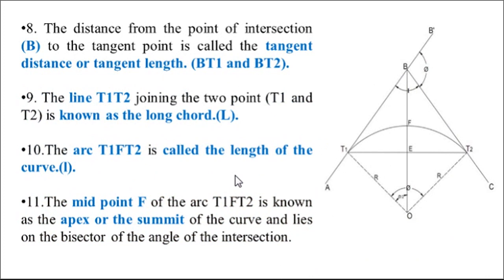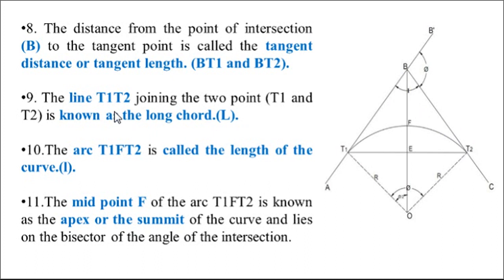The distance from the point of intersection B to the tangent point is called the tangent distance or tangent length, BT1 and BT2. So the distance T1B is called the length of the tangent, and it is denoted by the letter T, and the second tangent is BT2.